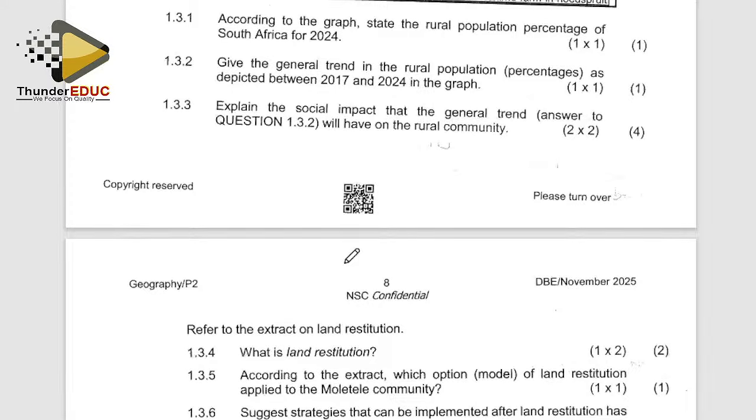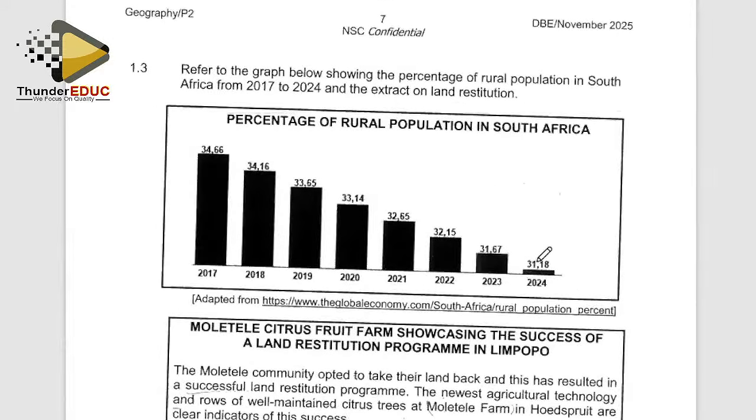Right, according to the graph, state the rural population percentage of South Africa for 2024. We just have to go to the graph and look at 2024. We see our 2024 is here. So for 2024, we just want to figure out how much it was in that particular year. So you get your percentage there. All these figures are in percentages. So we are saying the rural population in South Africa is portrayed as 31.18 in 2024.